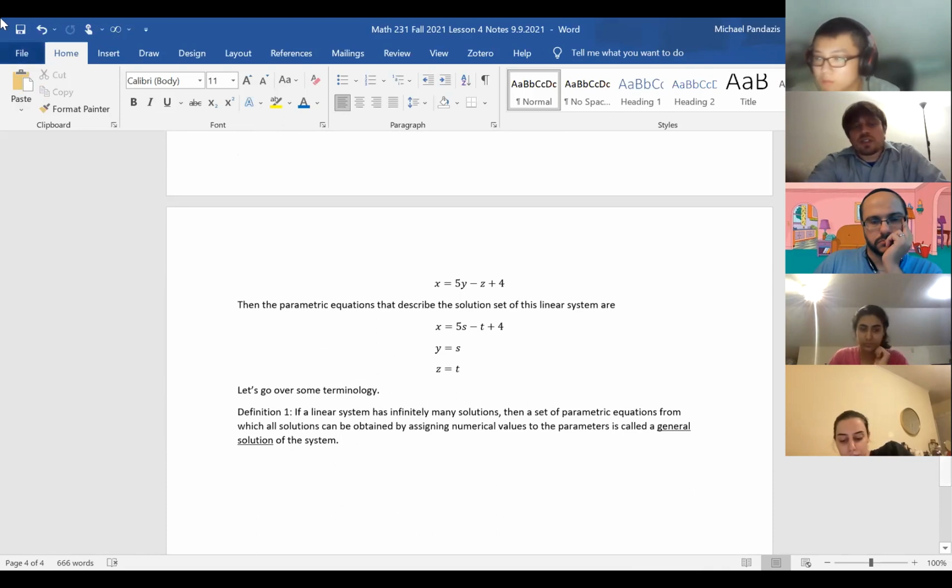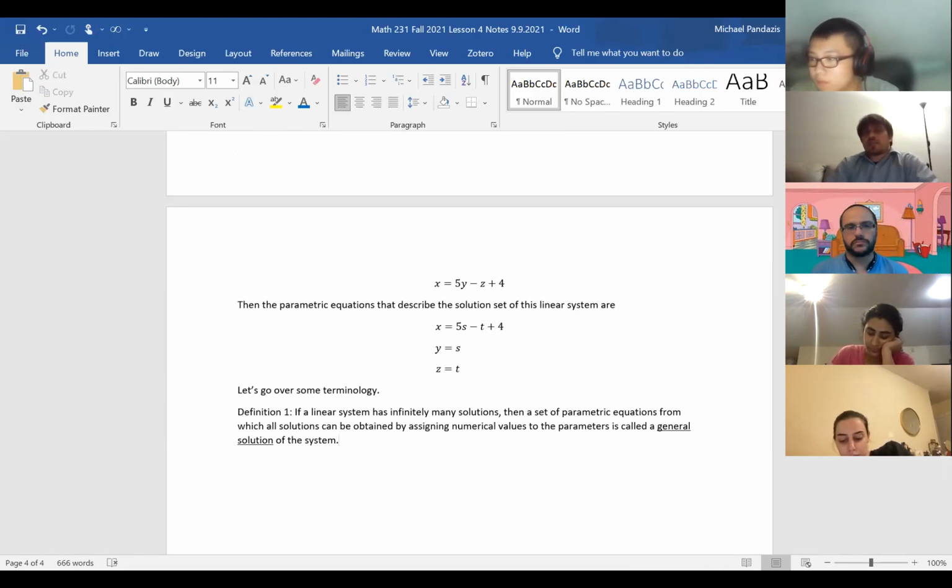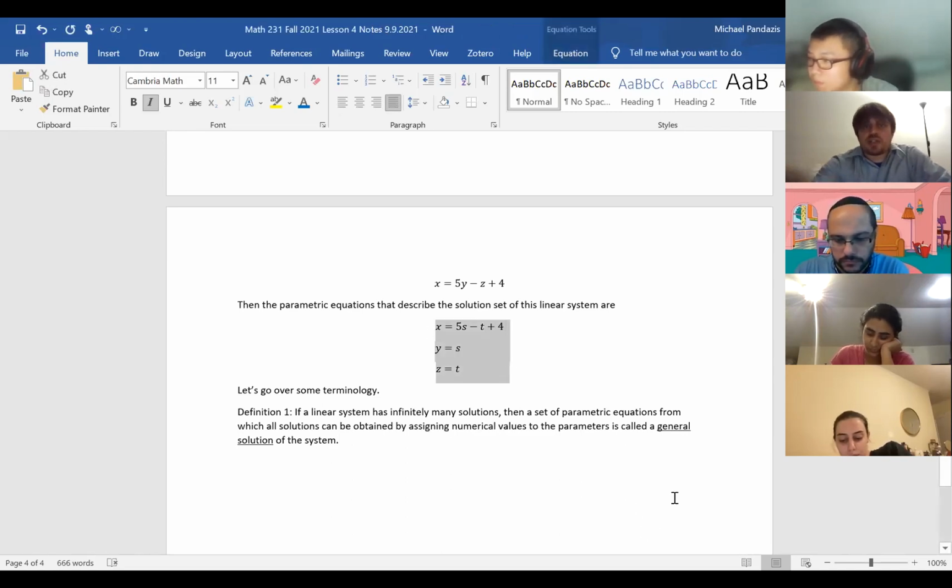Okay, so definition 1, if a linear system has infinitely many solutions, then a set of parametric equations from which all solutions can be obtained by assigning numerical values to the parameters is called a general solution of the system. And so this is a general solution of the system. Okay, there are parametric equations that represent the infinitely many solutions of a linear system.